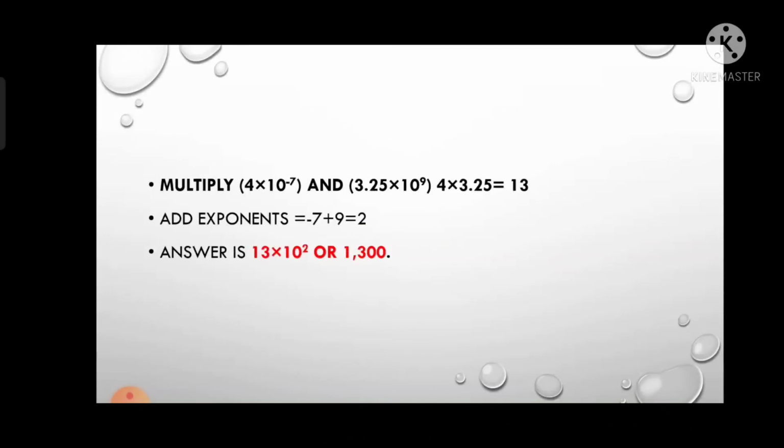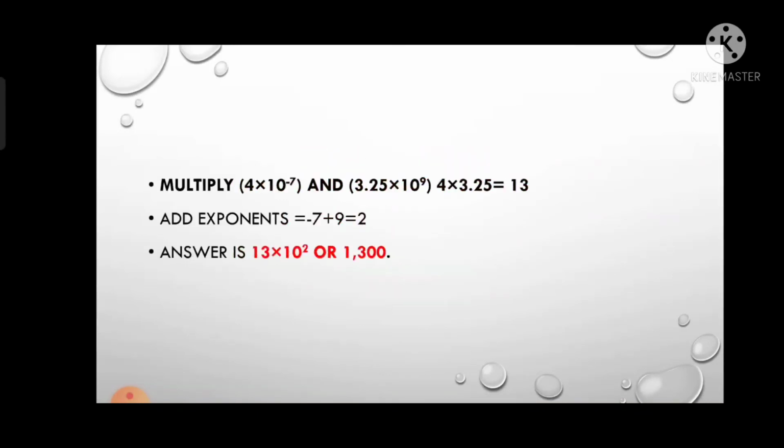So, another example, multiply. 4 times 10 to the power of negative 7, and then 3.25 times 10 to the power of 9. 4 times 3.25 is equal to 13. The first step is add exponent. Negative 7 plus 9 is equal to 2. So, why is it 2? Because the two numbers that we add have different signs, or di sama sila og sign. The first one is negative and the second one is positive. So, the answer is 13 times 10 to the power of 2, or 1,300.